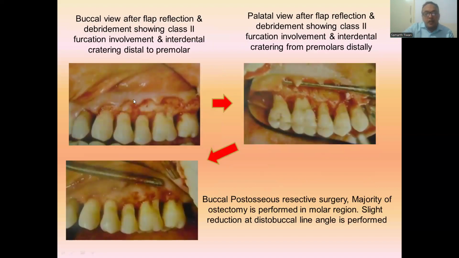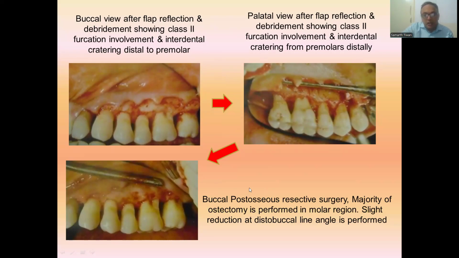Buccal view after flap reflection and debridement showing class 2 furcation involvement and interdental crater distal to the premolar. Palatal view after flap reflection and debridement showing class 2 furcation involvement and interdental cratering from the premolars distally.